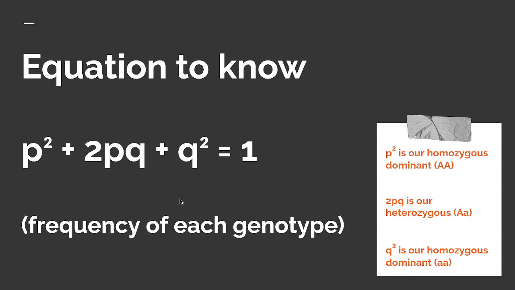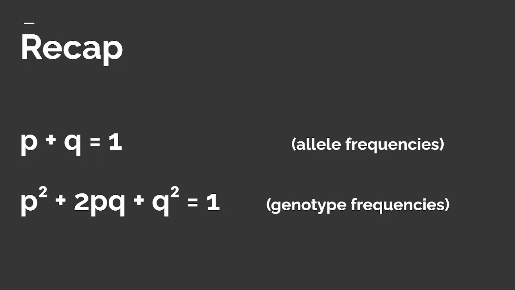So as you can see, this equation is specifically for the frequency of each genotype, not the alleles. Just to make sure you've got that, the first equation, p + q = 1, is representing the allelic frequencies, and then p² + 2pq + q² = 1 is representing the genotype frequencies.